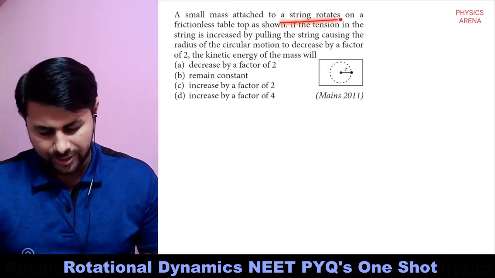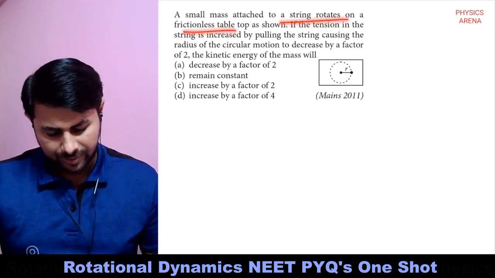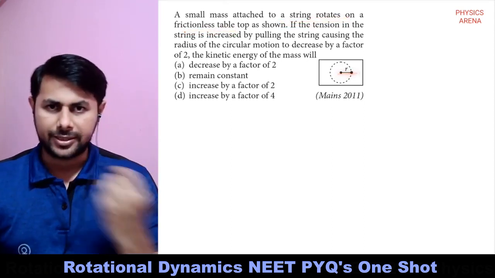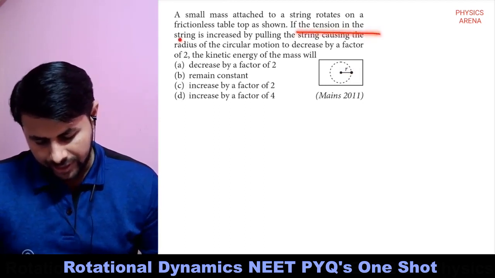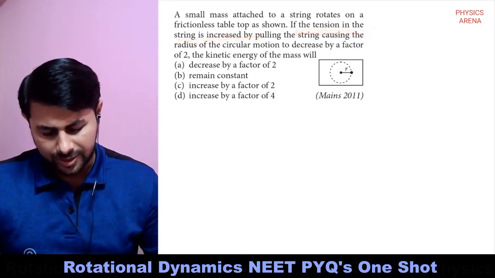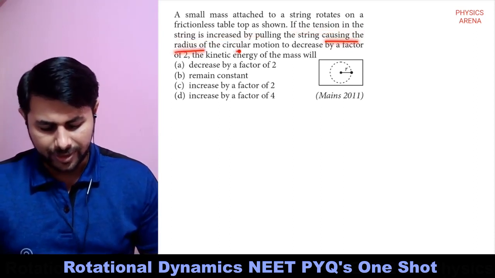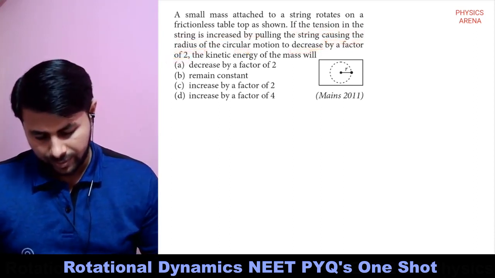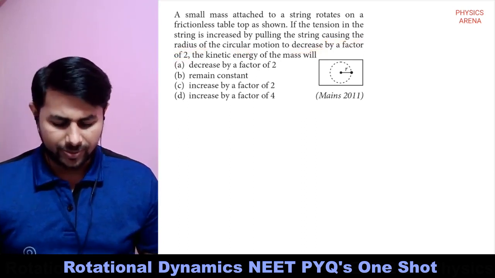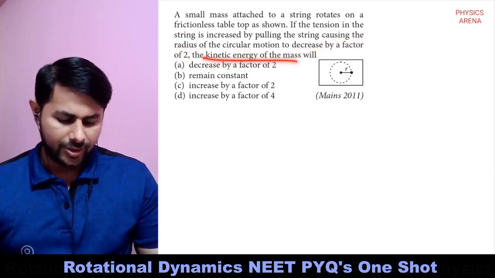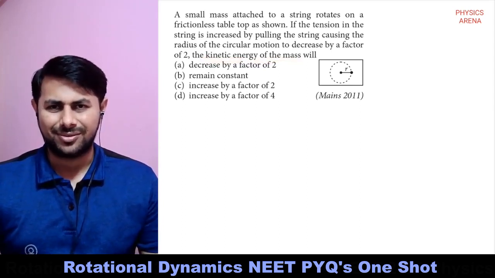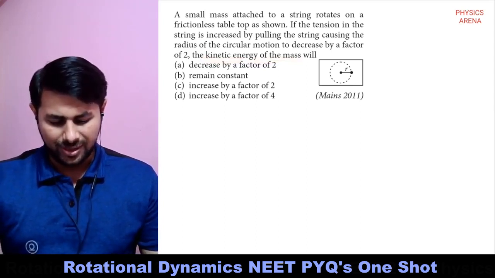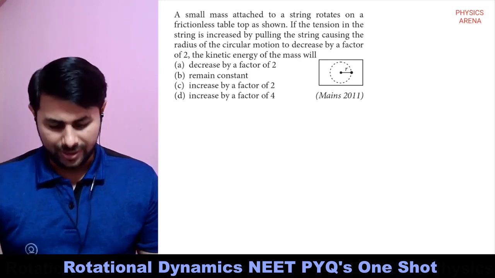Small mass attached to string rotates on frictionless table. This mass rotates on frictionless table as shown. If tension in the string is increased by pulling the string, causing radius of circular motion to decrease by a factor of 2. Okay, so radius is decreased by a factor of 2. Kinetic energy of the mass will. So what will happen to the kinetic energy? This is the question.